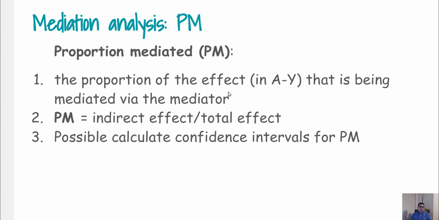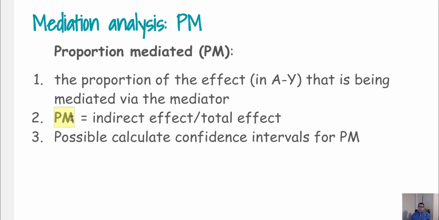One last concept that I want to explain in this video is proportion mediated. Proportion mediated is a concept that gives you an idea of the proportion of the effect that is being mediated by the mediator. Basically the formula is the indirect effect divided by the total effect. Whatever log odds ratio you get for the indirect effect and whatever log odds ratio you get for the total effect, when you divide them, you get the proportion mediated.